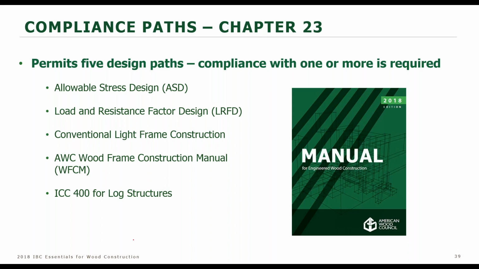You might take a look at this one here and say, what is this conventional light frame construction? Well, we need to be careful with commercial buildings because this is one section in chapter 23, it's 2308, and it has a very limited scope for commercial buildings. And I'll discuss that, but we need to be careful there. The Wood Frame Construction Manual is a prescriptive document, mostly for one and two family dwellings. However, it does have some application to commercial buildings that fit within its scope. And then you have a standard for log construction.